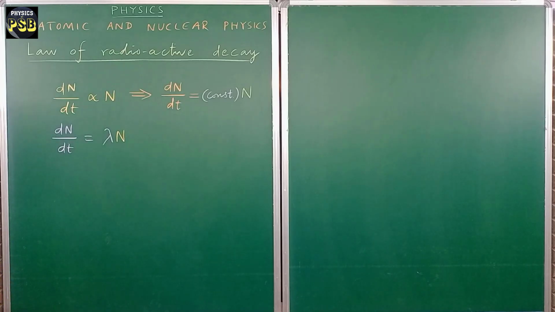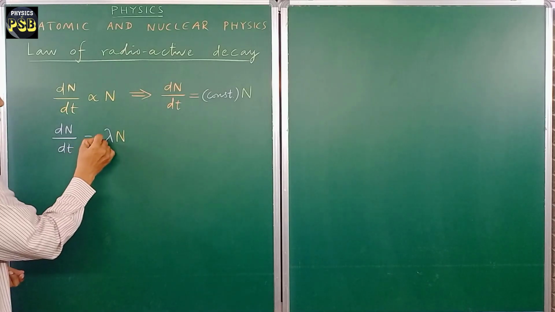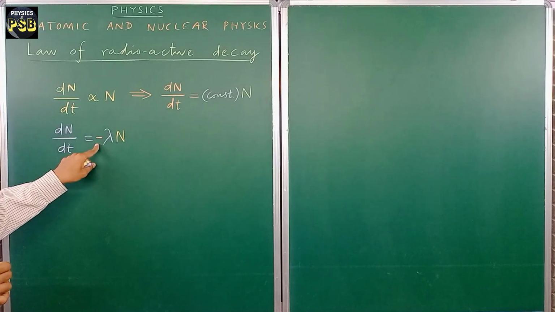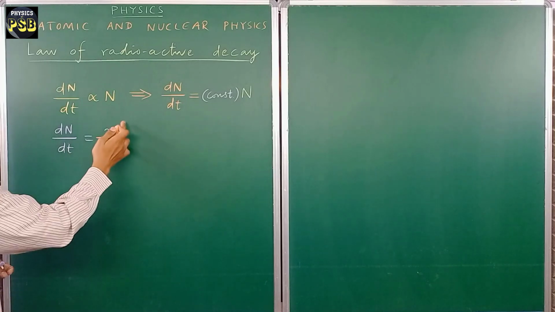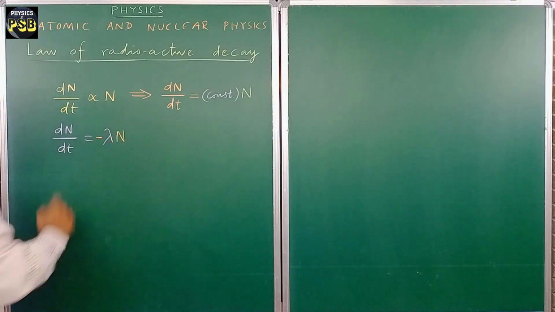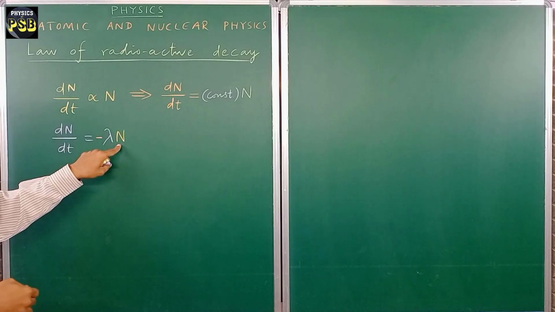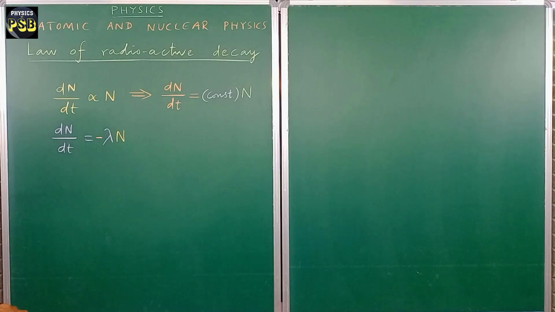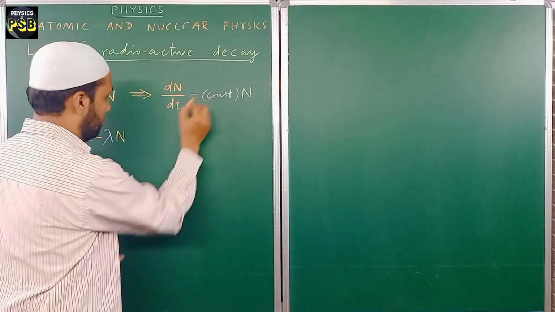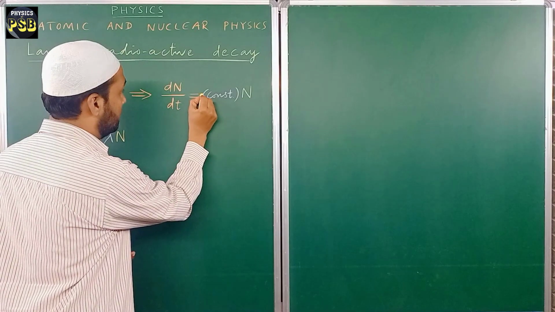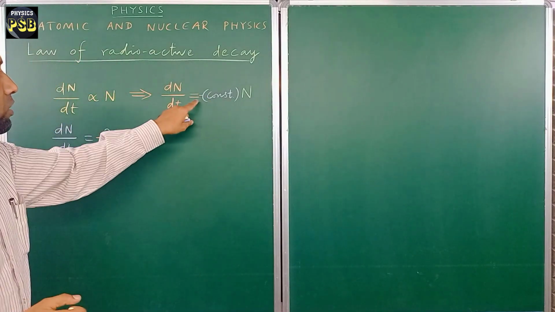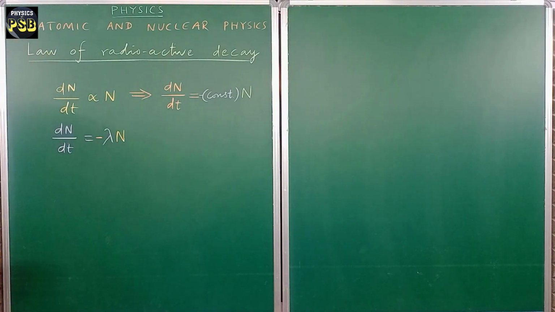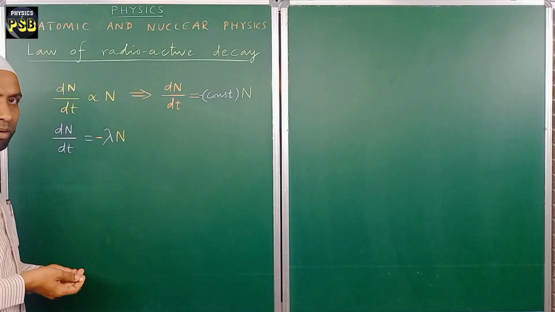Here I introduce a negative sign. This negative sign represents that as time goes, the value of N decreases. The number of nuclei decreases as time goes. This is what it means. So the same thing I do here as well: write the minus sign. This minus sign shows that with time the N value decreases.